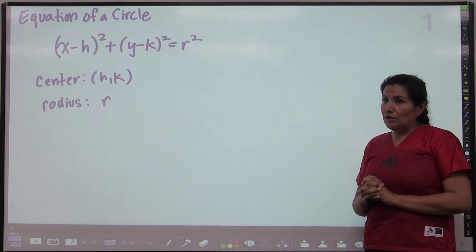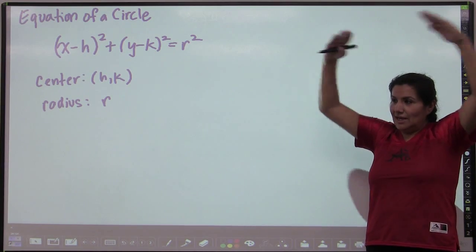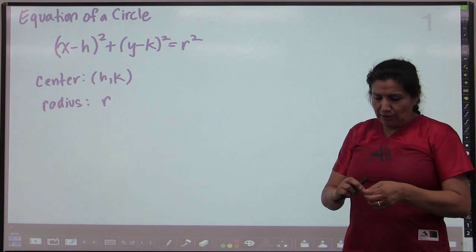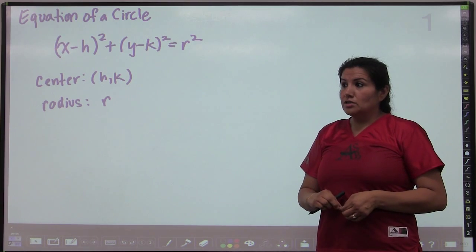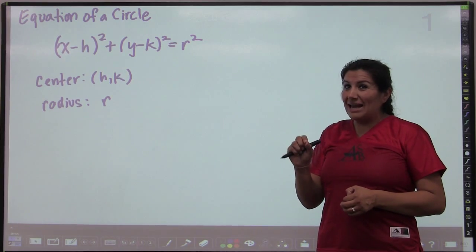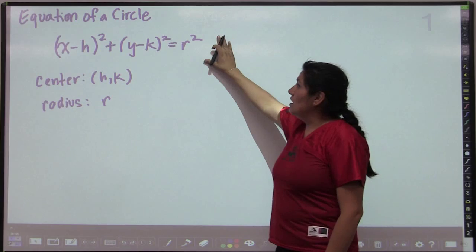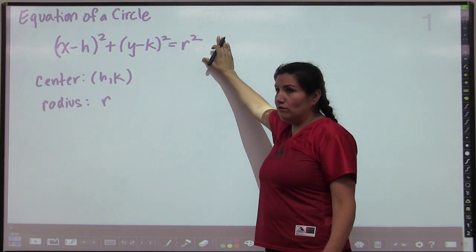You guys know what a circle looks like? It's round. Yes. The definition of a circle is basically all points that are equidistant from a center. So that's why all the radiuses, or radii, are always the same in a circle. But this is your equation of a circle, standard form.